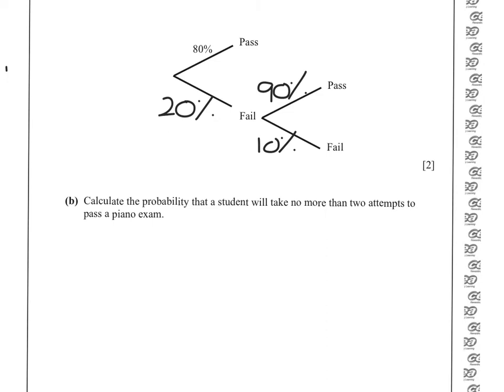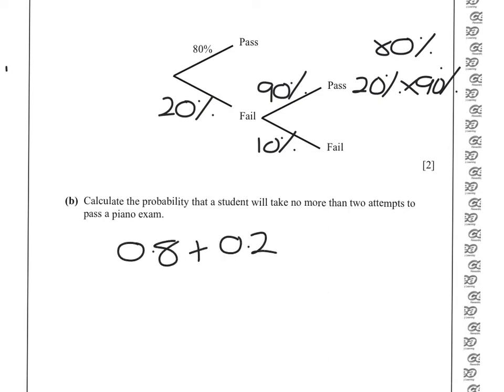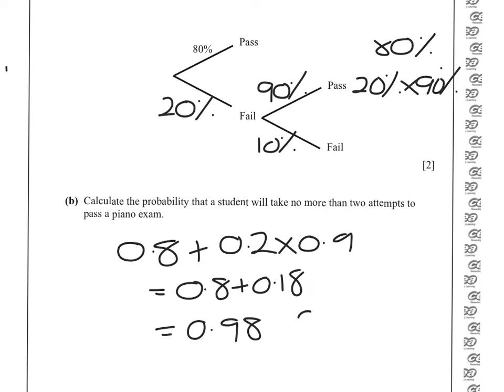So she could just pass at the start, which is 80%. Or we could do a fail then a pass, which is 20% times 90%. We're going to use decimals, so that's 0.8 plus 0.2 times 0.9. So 0.8 plus 0.18, which gives 0.98, or 98% chance.